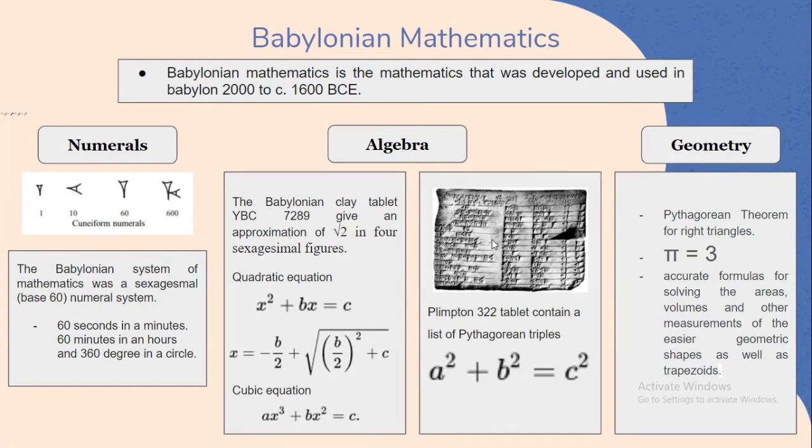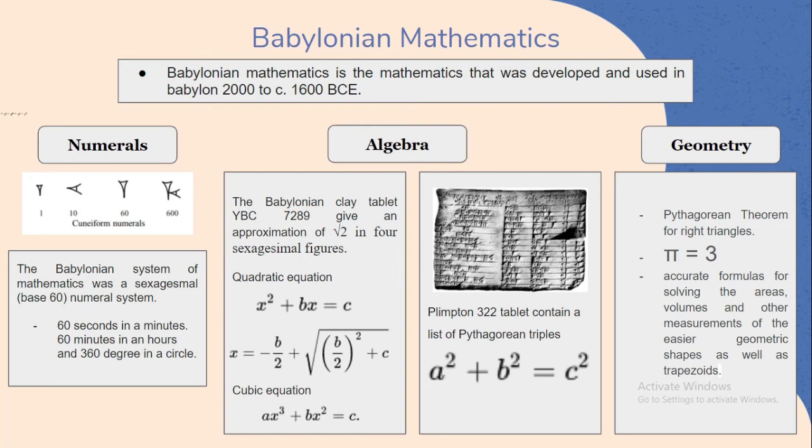Babylonian mathematics is the mathematics that was developed and used in Babylon from 2000 to c. 1600 BCE. So Babylonian mathematics divides into 3: numerals, algebra, and geometry. We can see the symbols for 1, 10, 60, and 600. This is cuneiform numerals. Cuneiform was written on soft clay and then baked under the hot sun.